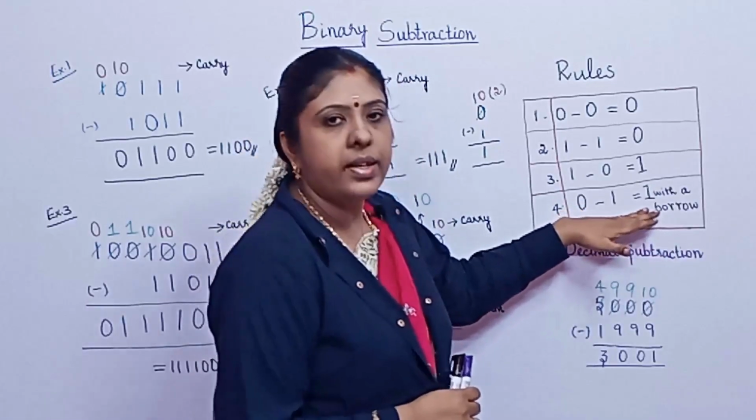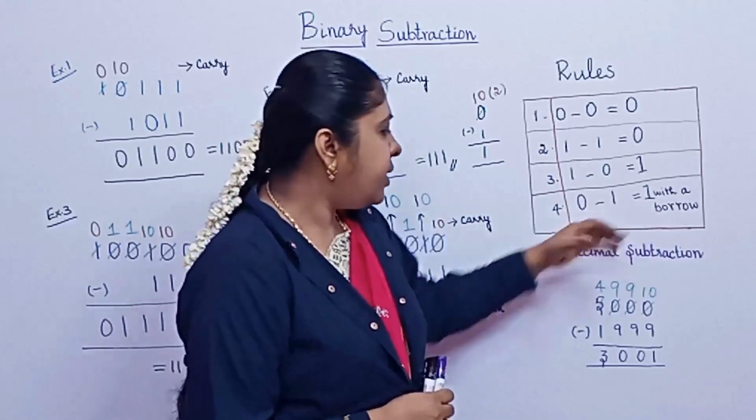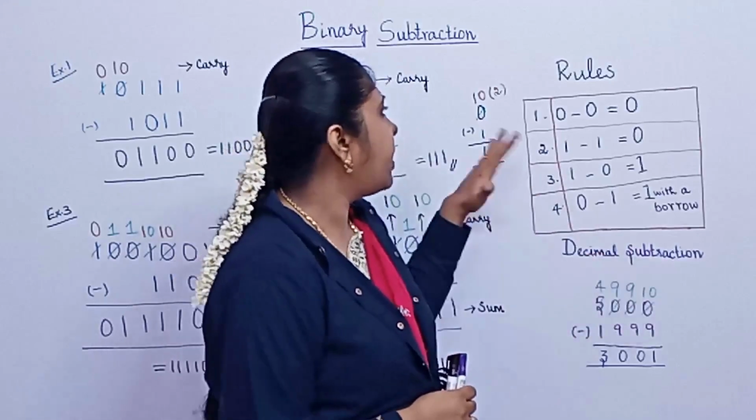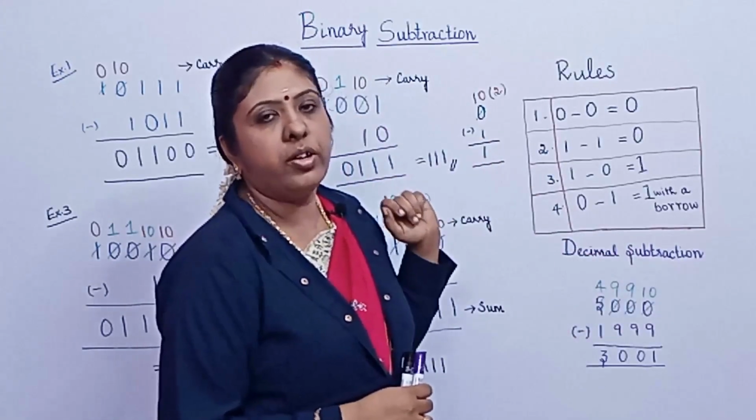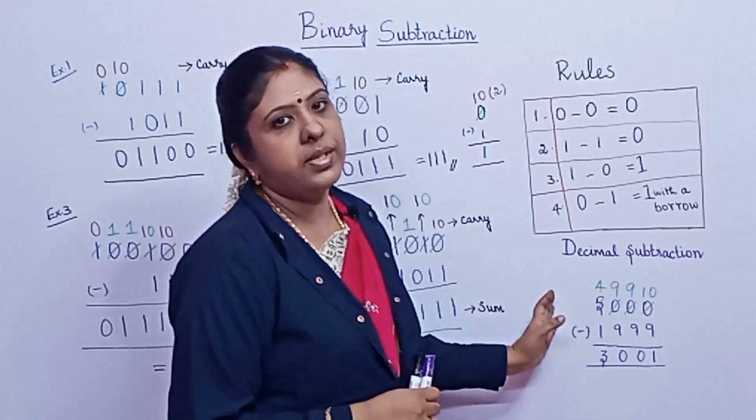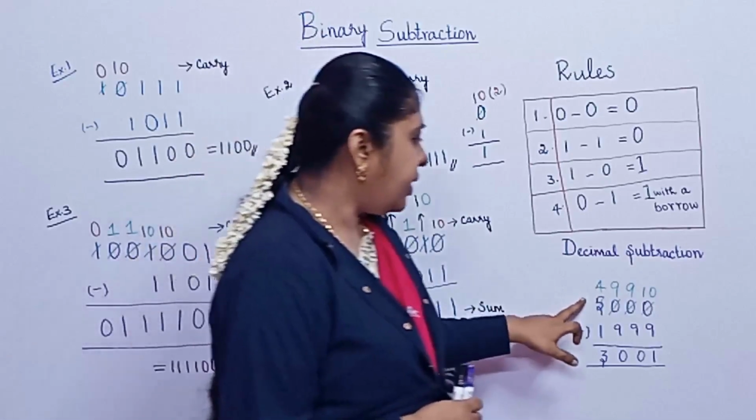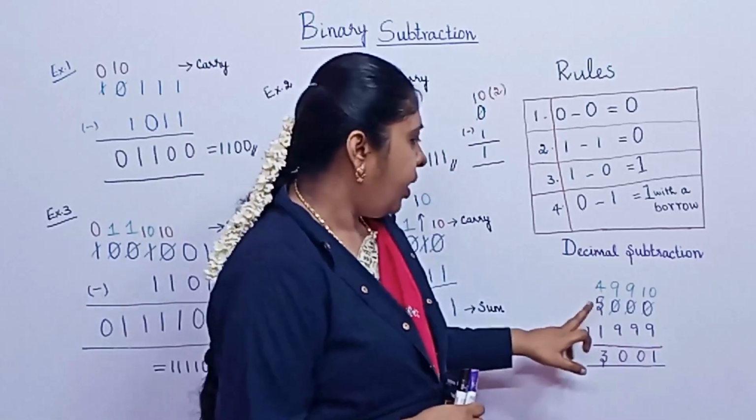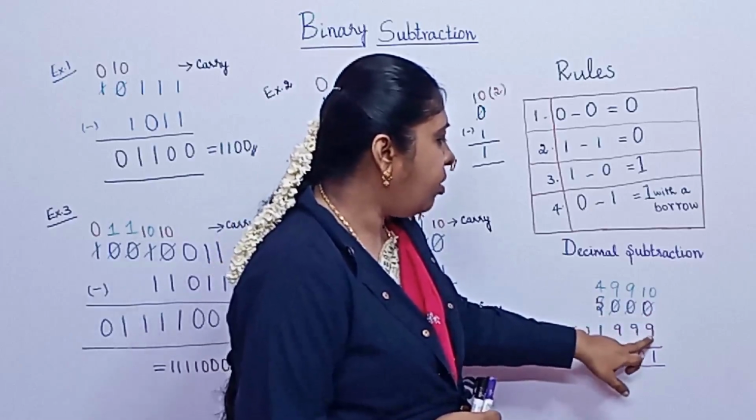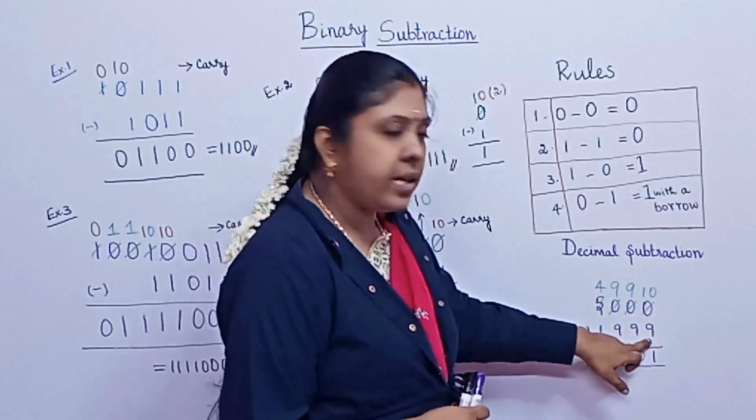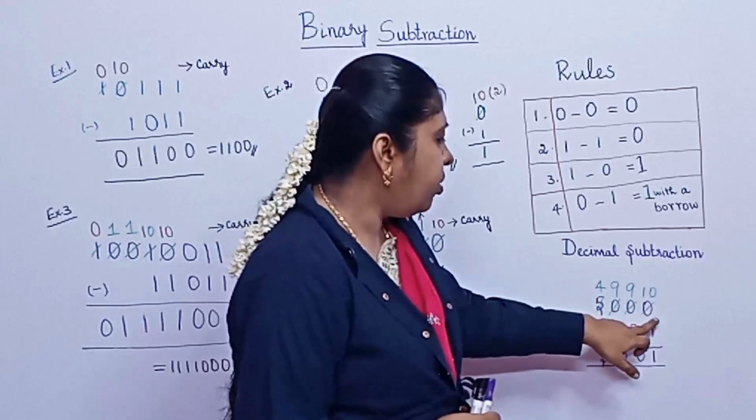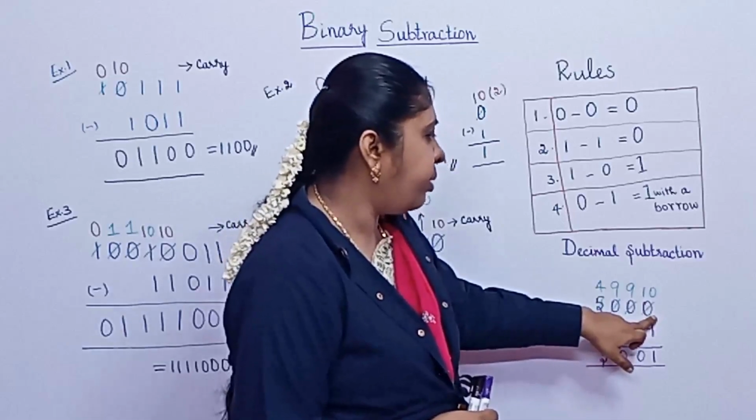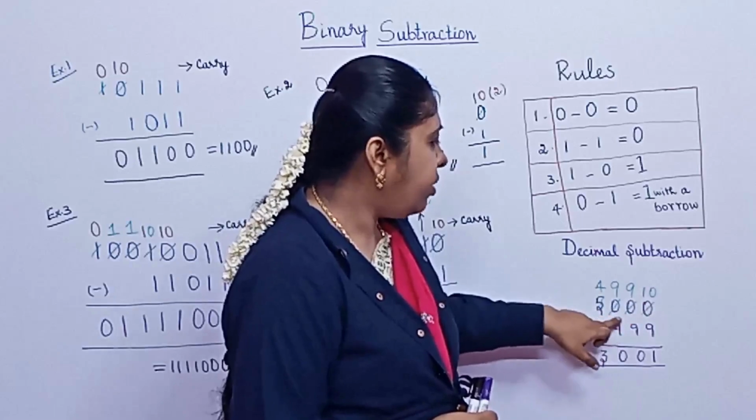Now, before understanding this rule 4, consider a small recap of decimal subtraction. There is a small connection between decimal subtraction and binary subtraction for your clear understanding, so I am representing a small example. Consider 5000 minus 1999. Here the last digit 0 minus 9. This 0 is smaller, so it cannot be subtracted without borrowing. So next is 0, again 0. So from 5 it is borrowed and it will become 10.